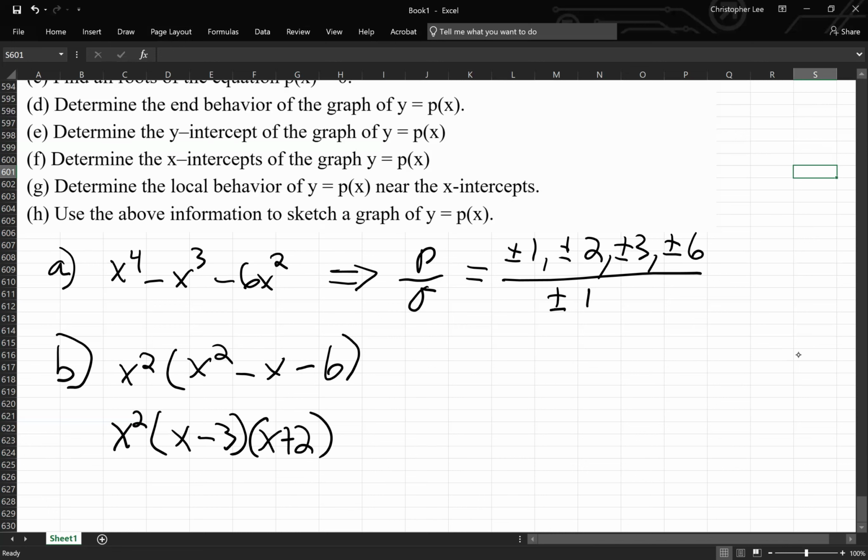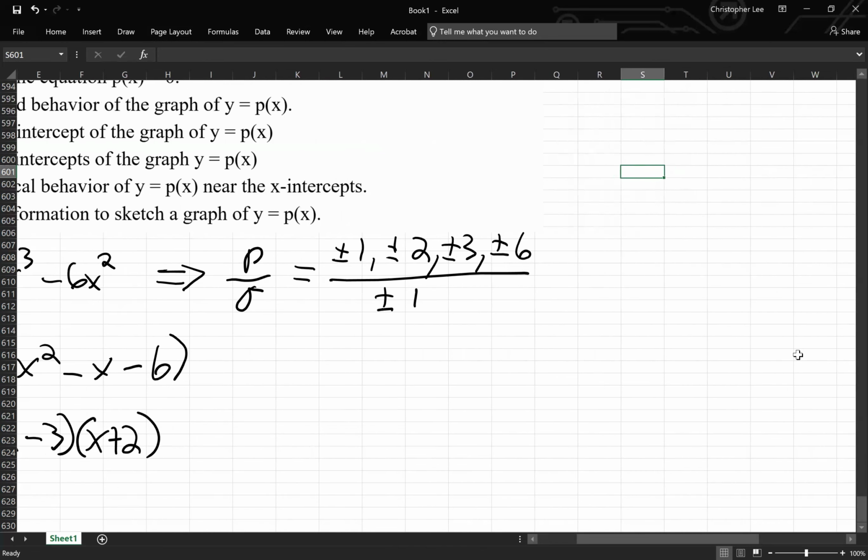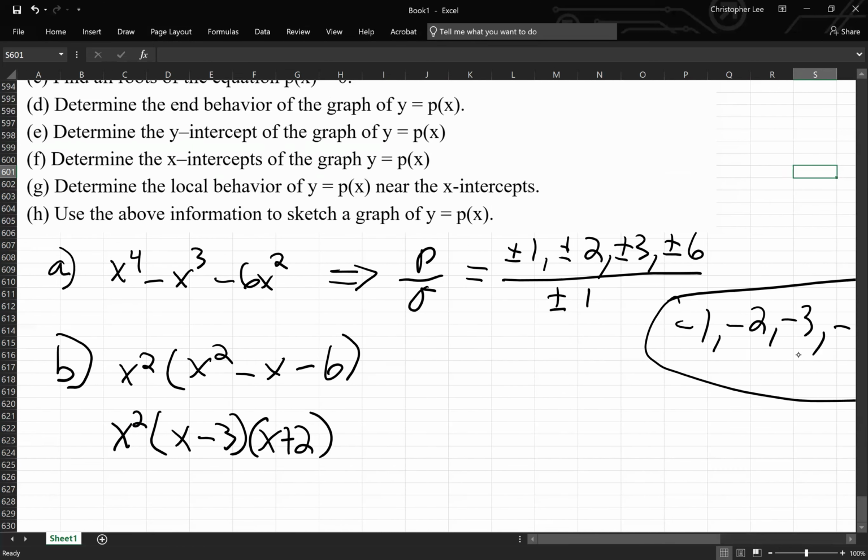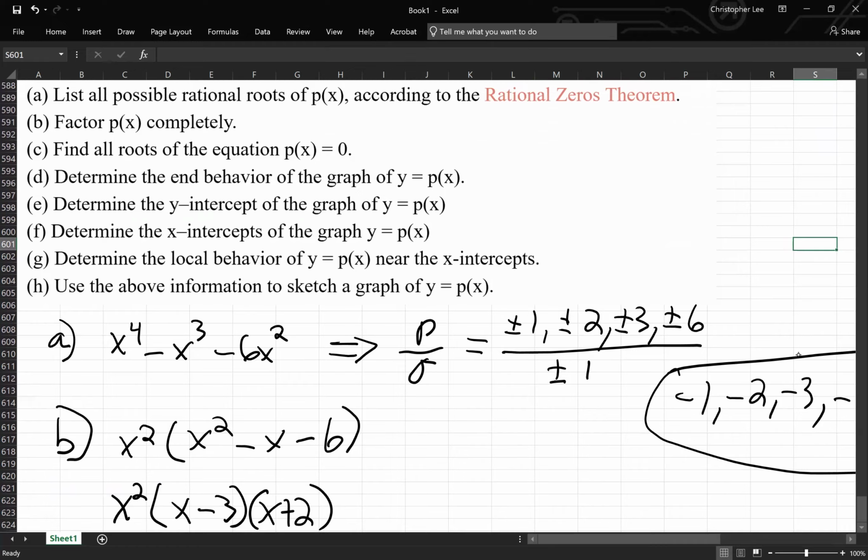So that should give us all of our possible zeros. Now, they want the list, so you're going to list them all out, right? So you have negative 1, negative 2, negative 3, negative 6, positive 1, 2, 3, 6. All right. So these are all your possible zeros. That's question A.